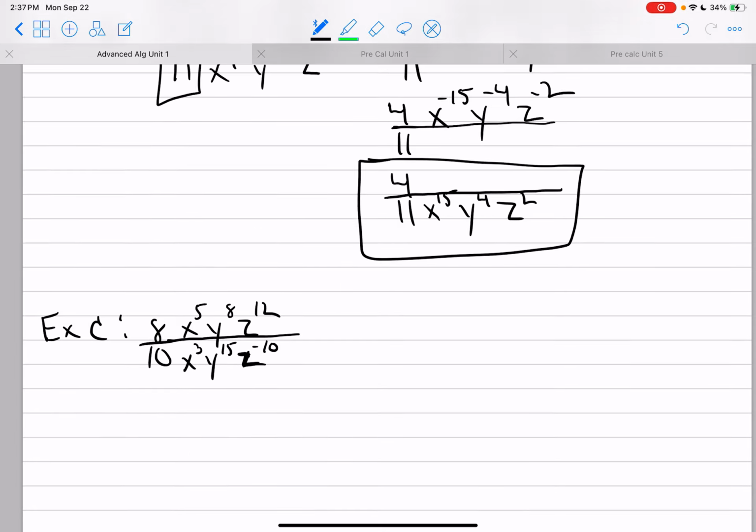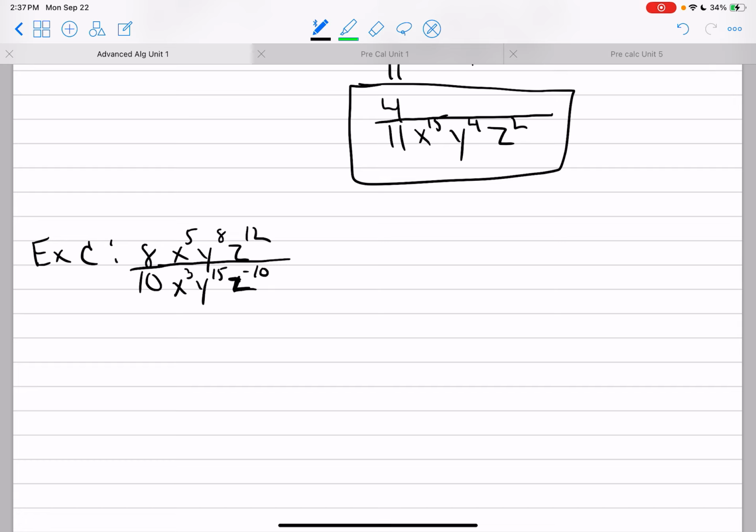All right, last one. Do example C. I think y'all got this now. You're going to be able to do this one without me. I know you got this. All right, you just did it. So let's see here. 8/10, that should be pretty easy. Divide by 2. Oh, no, this is 4/5. Okay, so I got 4/5.